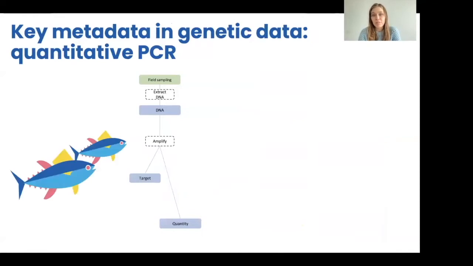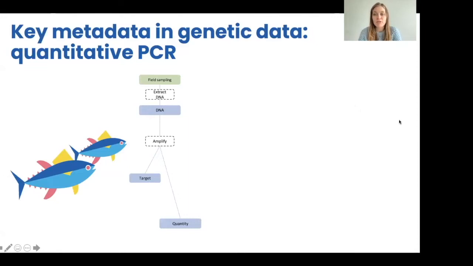As a second example, we'll look at how this would work with a quantitative PCR study. Of course, this is very different because we are not acquiring actual DNA sequences. However, this is also going to become more and more important for monitoring purposes, because you can look at target species, for example, invasive species or rare species or endangered species in specific environments. So the workflow is slightly more simple.